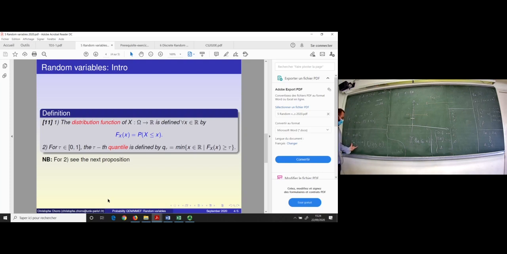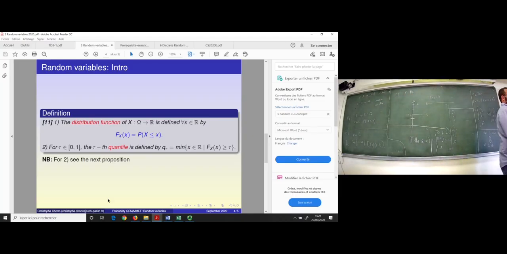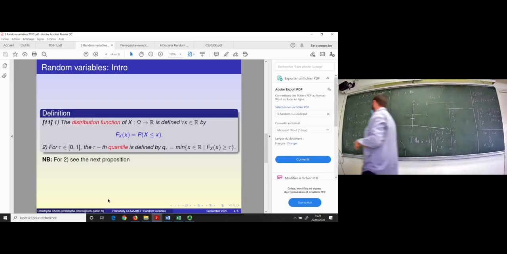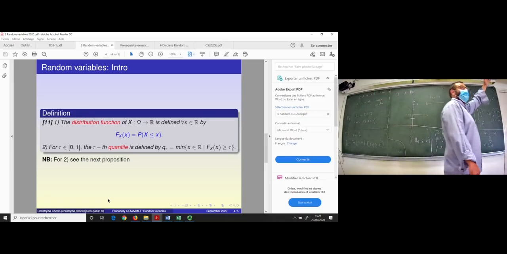And why is this one well defined? It is well defined because I know that the distribution function is an increasing mapping between 0 and 1. So I am sure that I will be greater than tau one time, if I take tau strictly between 0 and 1. And I will be sure that I will have a minimum because I am increasing. So I will be less, and one time I will be greater, and after I will be greater.